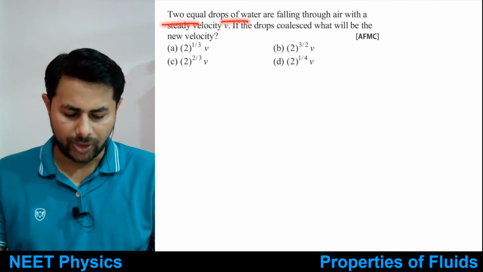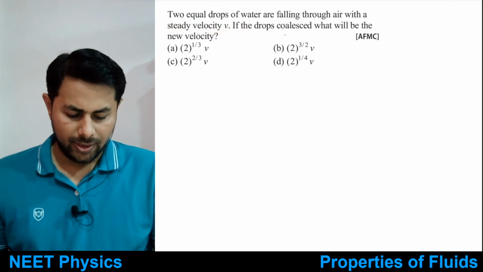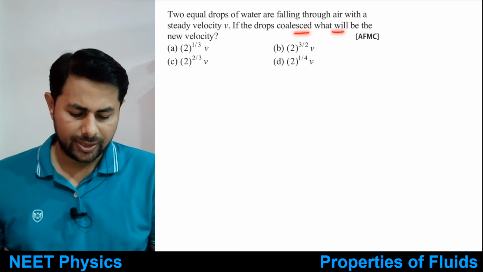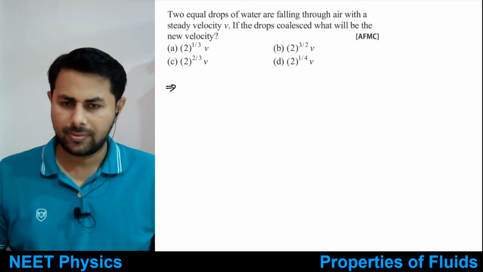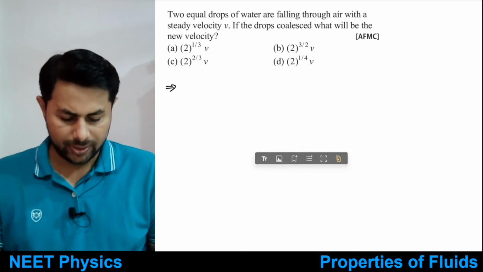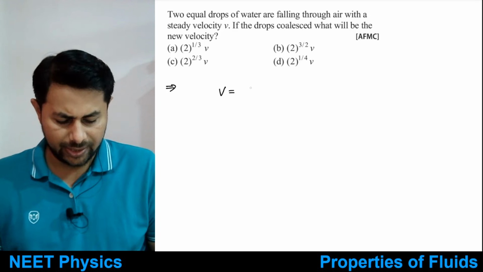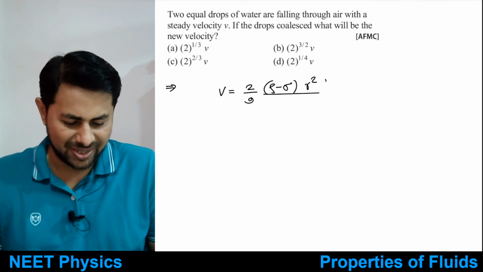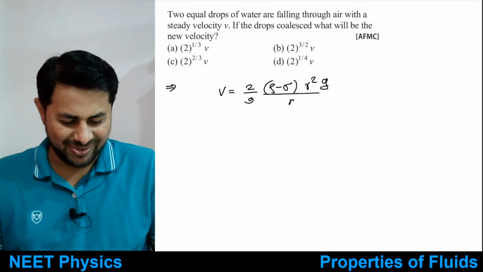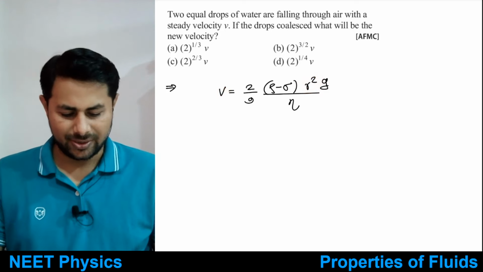Two equal drops of water are falling through air with a steady velocity v. If the drops coalesce, what will be the new velocity? Tell me. Okay, so terminal velocity is v. What's given? Terminal velocity is v. So we know v is equal to 2 by 9 times (rho minus sigma) r square g divided by eta. So v is directly proportional to r square.